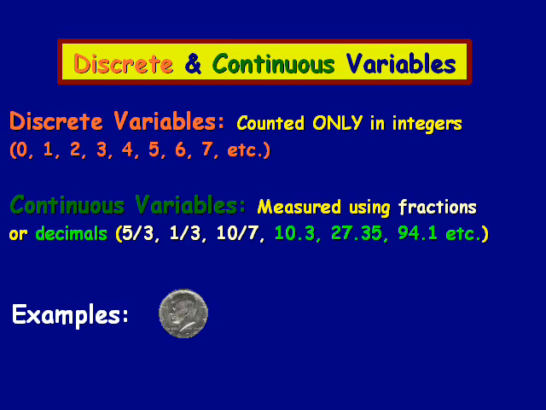First, let's start off with a coin, and a coin can have heads or tails. Let's say we flip a coin 3 times. We want to know how many heads we'll have. Well, we can have 0, 1, 2, 3, so that makes it a discrete variable. We'll put that right there.